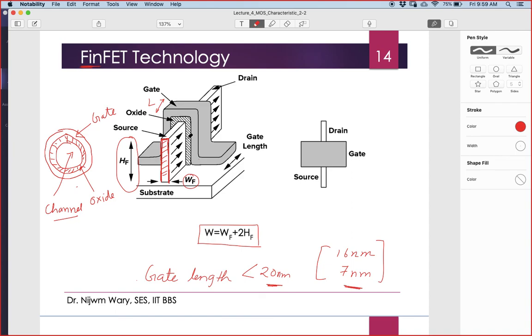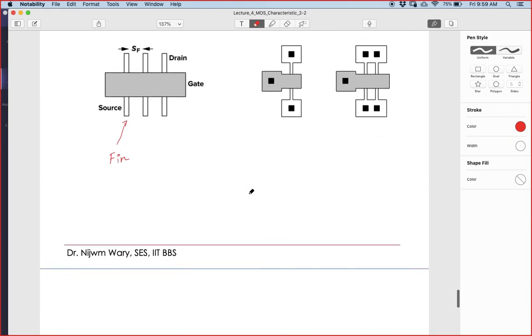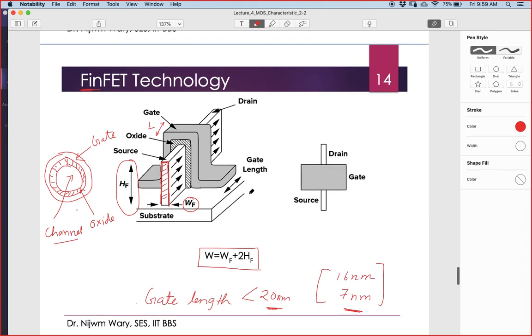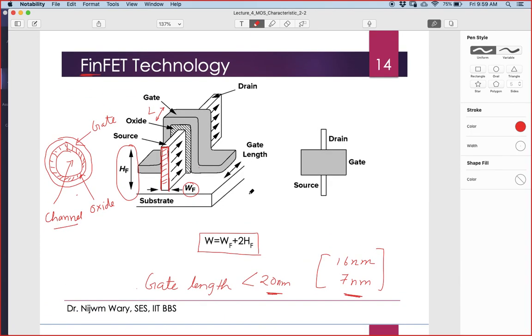Okay. So this is the end of the discussion of MOSFETs. Now next we will discuss the circuits.